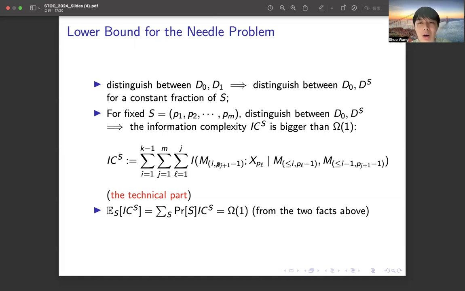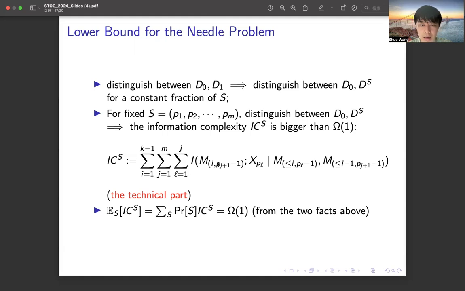And if a streaming algorithm wants to distinguish between those distributions, the memory state of the streaming algorithm must contain a lot of information about the data input lying in the coordinates S. And this is the technical part in the proof of the needle problem, and it is a bit complicated. So I would like to refer you to our paper for the proof.